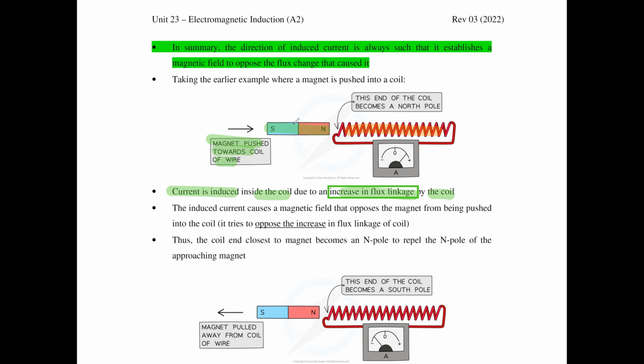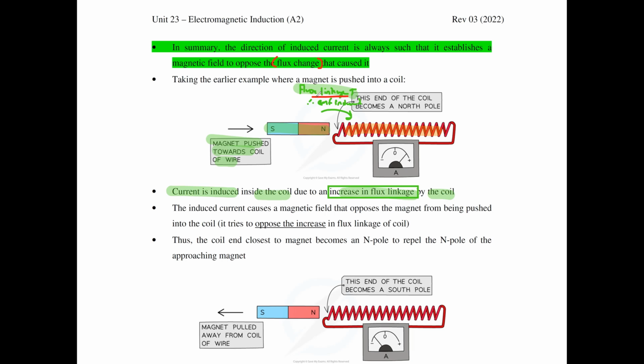Before your magnet was being pushed in, there's no flux. But once your magnet is pushed in, there's an increase in flux linkage. You therefore have EMF induced. So Lenz's law says that you are going to oppose this flux linkage, because the flux change that causes your EMF here is an increase in flux linkage.